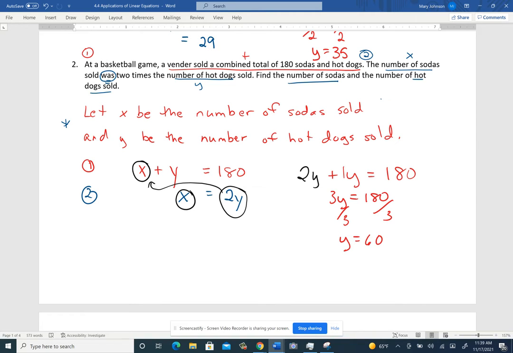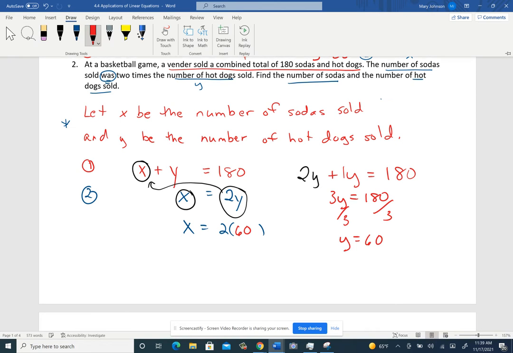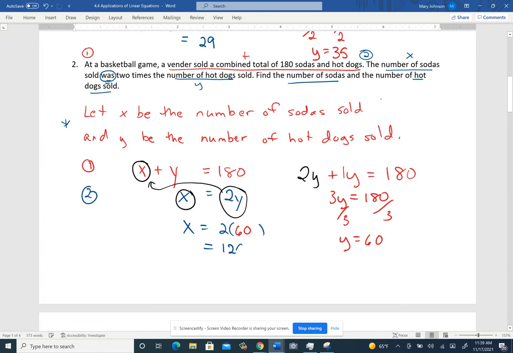Okay. And then I've got to find the x as well. And so I'm going to come over to an equation that has an x in it, maybe like that bottom equation. And it says that x would equal 2 times whatever y is. And I just found out that y was 60. So I can put 60 in, and then I wind up getting that my x would wind up being 120. Okay.